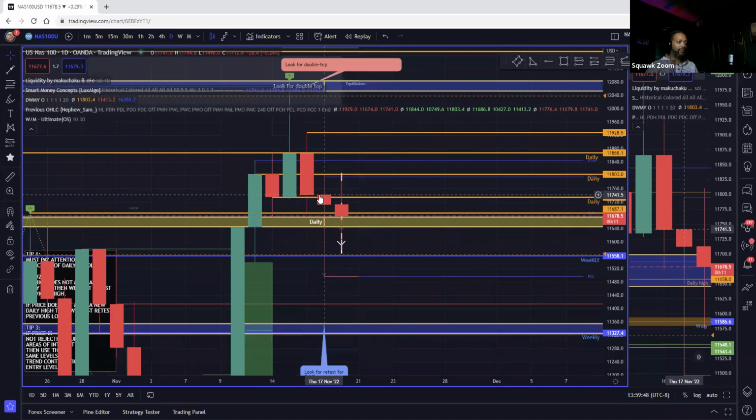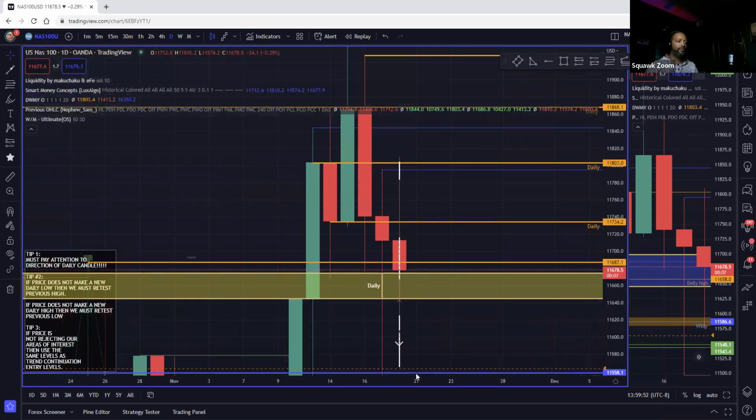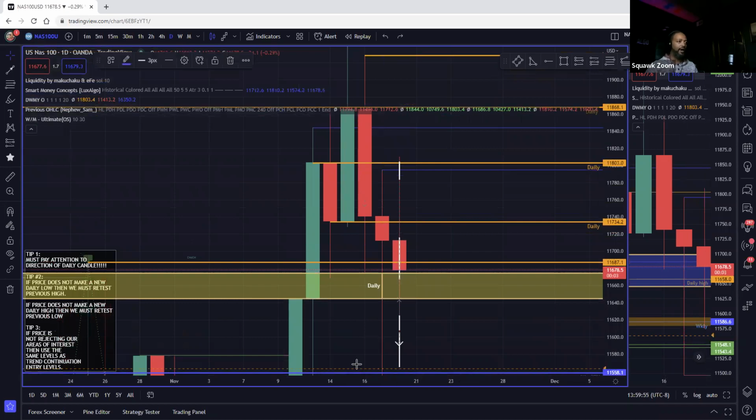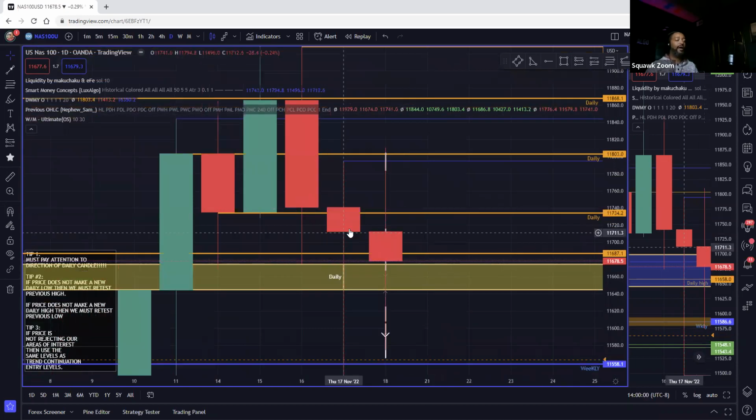So if you guys are looking at the trading ideas, you're noticing that there's a theme that's happening every single day. And that is, we look to see where did price close? So where did price close? Did price close above? Is it bullish or is it bearish? And did it close above or below weekly or daily levels?